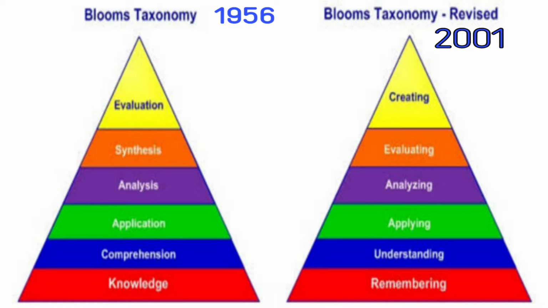Bloom's taxonomy by Benjamin Bloom in the year 1956. According to him, there are 6 levels, including the lower and higher order, like knowledge, comprehension, application, analysis, synthesis, and evaluation. Here, lower order includes knowledge, comprehension, and application, and higher order includes analysis, synthesis, and evaluation.